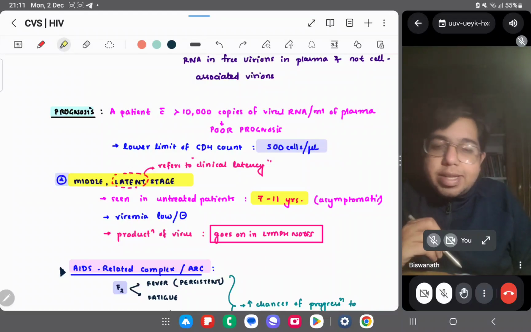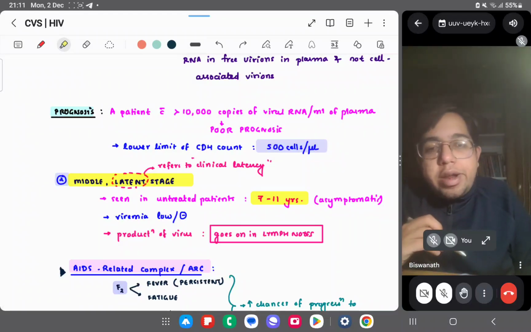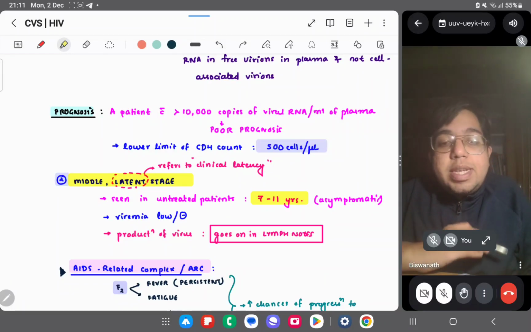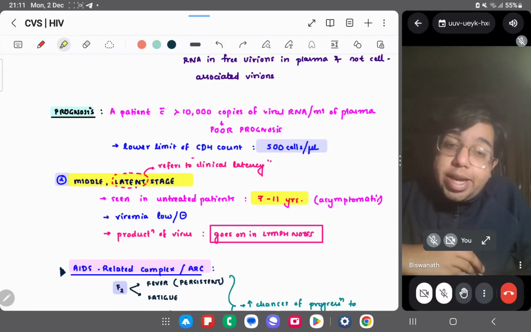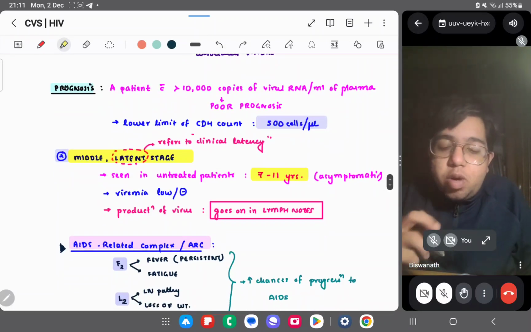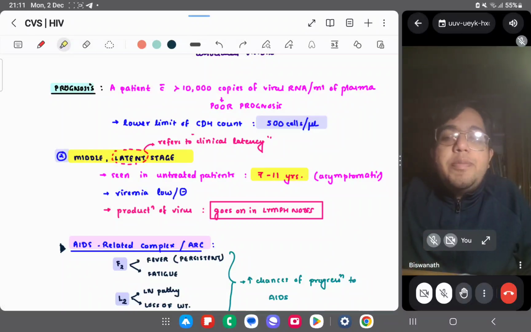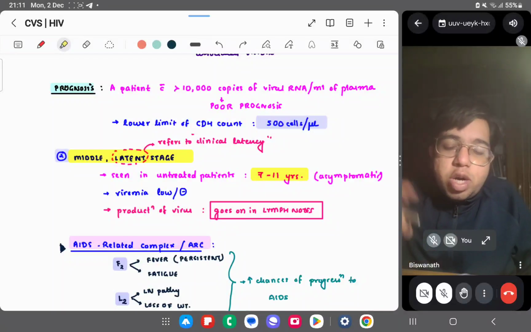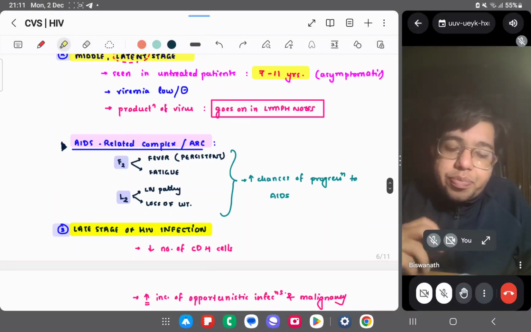Then we come to the middle stage. This middle stage in untreated patients takes 7 to 11 years. Middle stage means clinical latency. Viremia is very low. Production of virus goes on in the lymph nodes. In lymph nodes, the whole khichdi is being cooked and your body is not acting here.